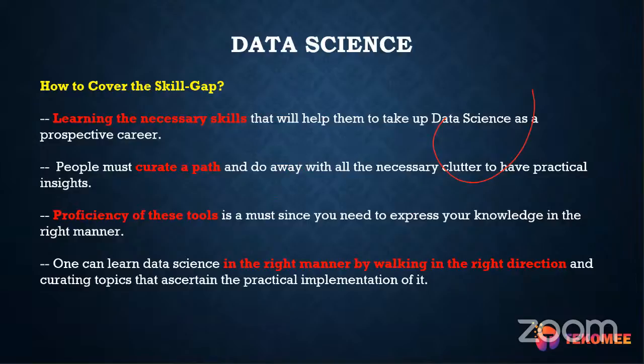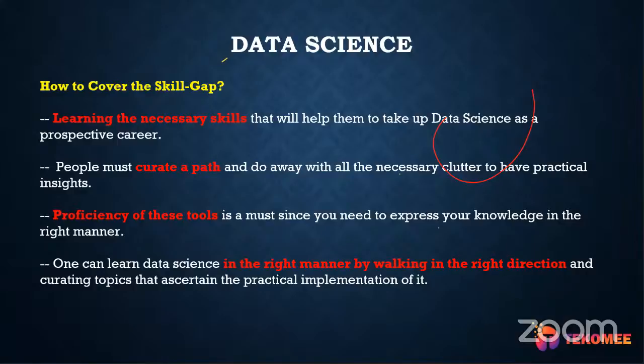Now, people usually do find that there is a skill gap, and people think that okay, I might not have that kind of expertise or that kind of way to cover up this skill gap. So how do you do that? There are various ways to cover up your skill gap. Basically, understand and learn the necessary skills, whatever is required, because this is a vast field. If you go on learning one topic, you can learn it for 1 year.